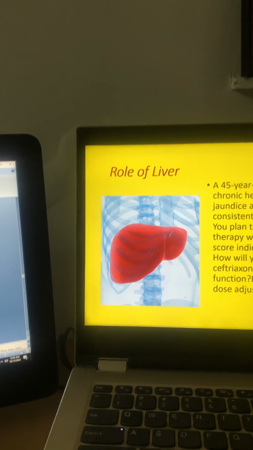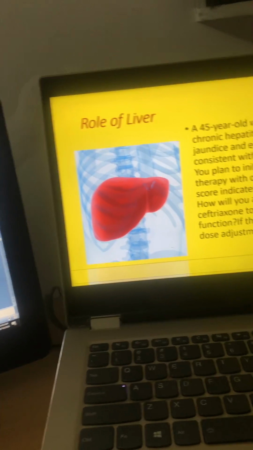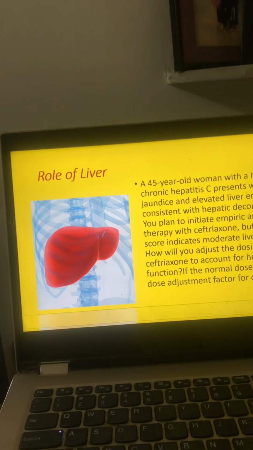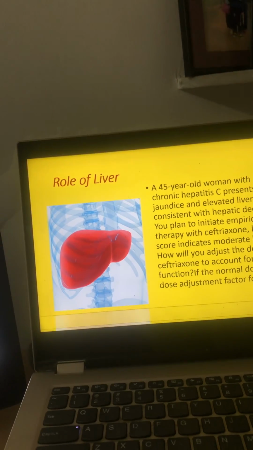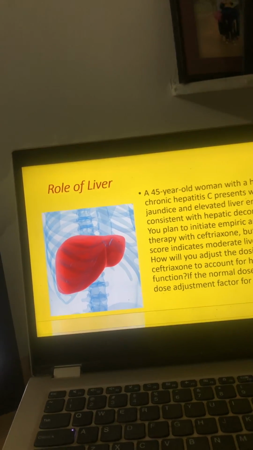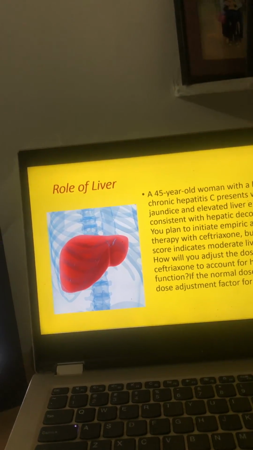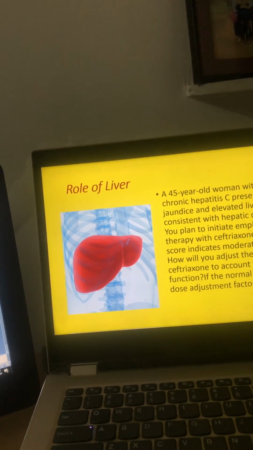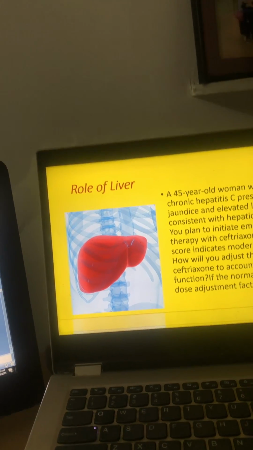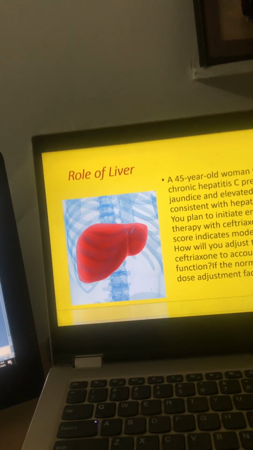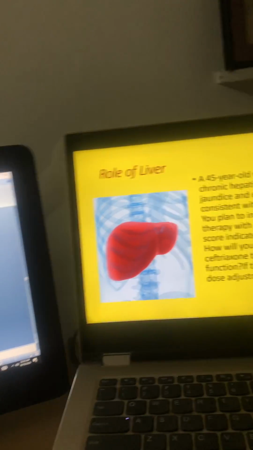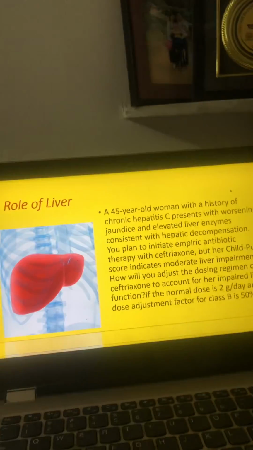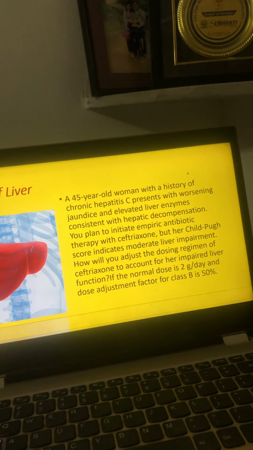Now let us discuss the role of liver. A 45-year-old woman with history of chronic hepatitis C presents with worsening jaundice and elevated liver enzymes consistent with hepatic decompensation. You plan to initiate empirical antibiotic therapy with ceftriaxone, but a Child-Pugh score indicates moderate liver impairment. How will you adjust the dosing regimen of ceftriaxone to account for an impaired liver function? If the normal dose is 2 grams per day and dose adjustment factor for class B is 50%, probably the answer is 1 gram per day.